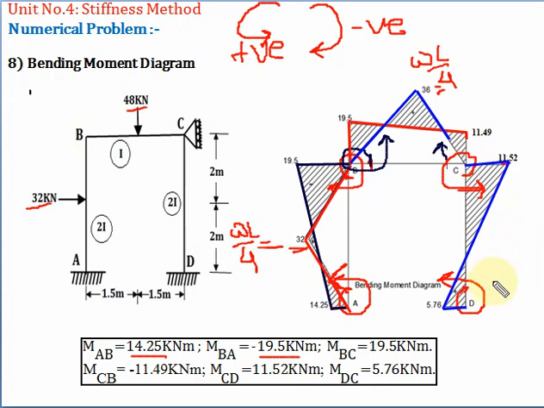Now here in member CD there is no load, so there will be no free bending moment diagram. So in this way you have to draw the superimposed bending moment diagram.